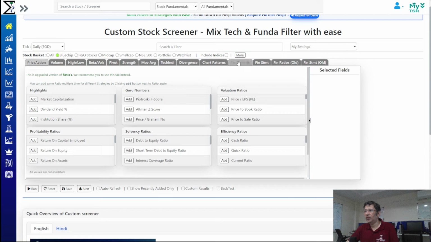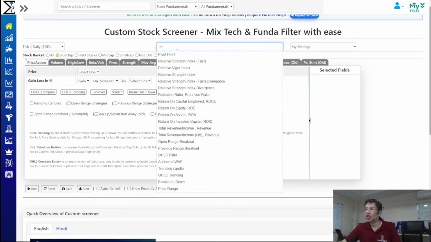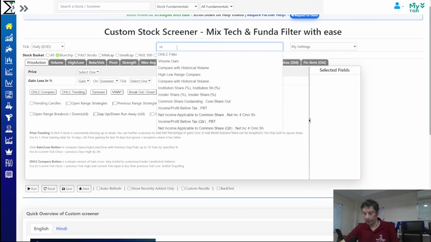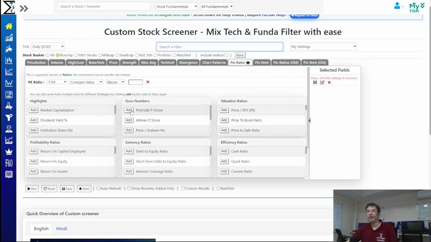So straight away going into financial ratios. If you know where the financial ratio is, great. If you don't know, then what you can do is go here and look for something of your choice, which is PE ratio. So you'll directly get into PE ratio. What we are looking for is a band between 15 to 25, which would be a good number, not too expensive, not too badly beaten.